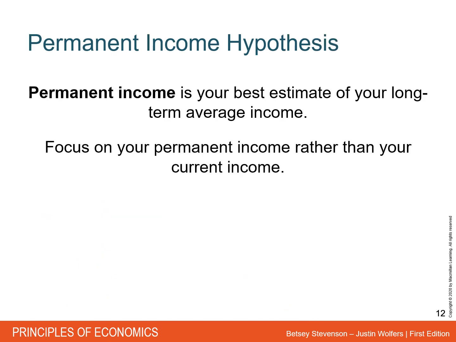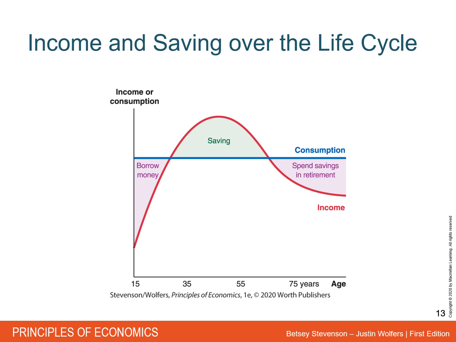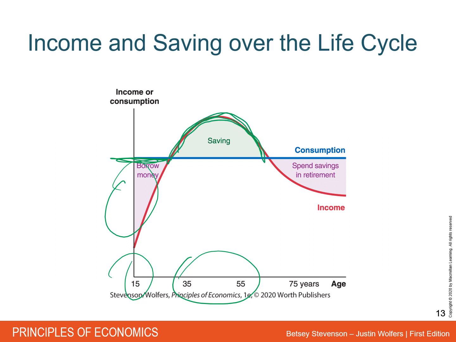So permanent income is your best estimate of your long-term average income. And that's the key for this consumption smoothing. So to make it smooth, we're going to estimate how much our lifetime permanent income is, or the lifetime average income. Again, look at this chart over here. So when you're young, you borrow money to make your consumption happen. But when you're mature, you're working, then you're making a lot of money. So this red line is your income, and then you're saving money here. And then toward the end, when you're retired, you're going to be using the money you have saved.